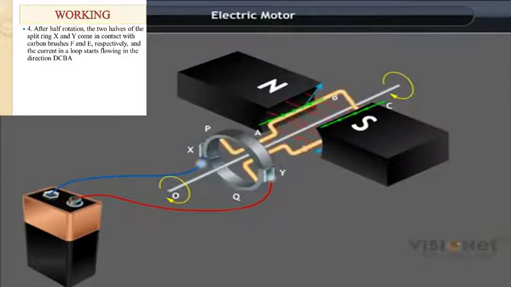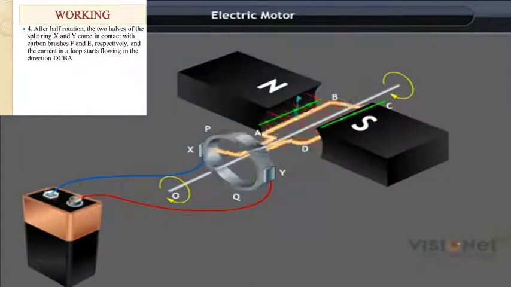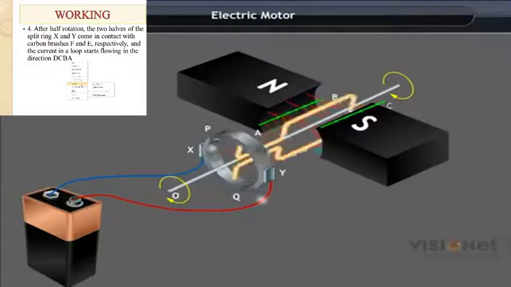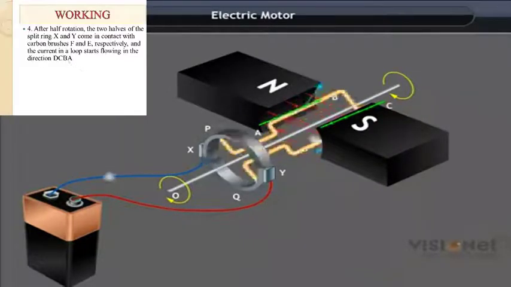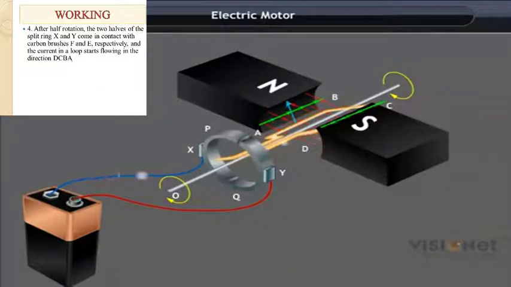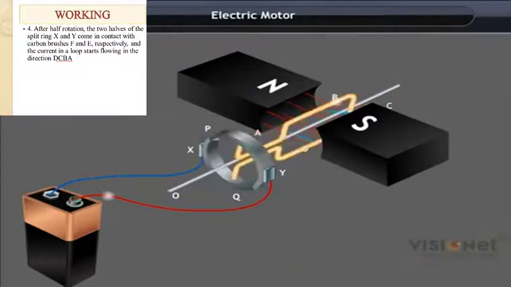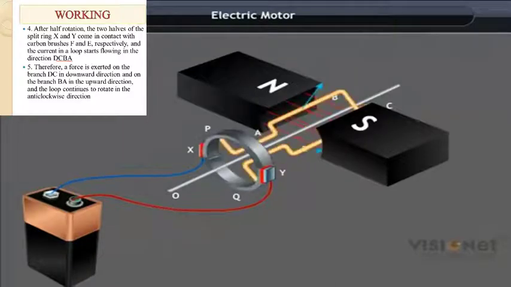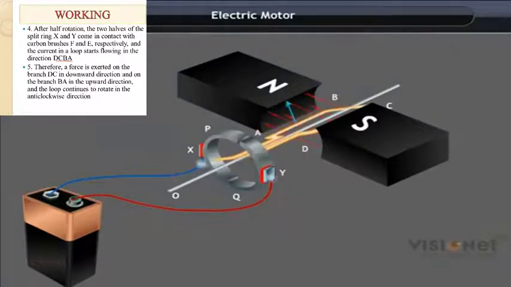After the first rotation, the next rotation, that is the half rotation, takes place. The two halves of the split ring X and Y come in contact with carbon brushes F and E, so that the current in the loop starts flowing in the direction DCBA. So initially the direction of current is from ABCD, and then in the second half rotation the current flows from DCBA. Therefore the force is exerted on the branch DC in downward direction and the branch BA in upward direction. Therefore the loop continues to rotate in the anti-clockwise direction.